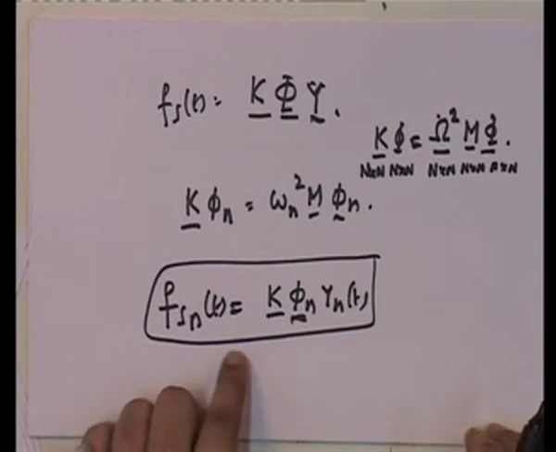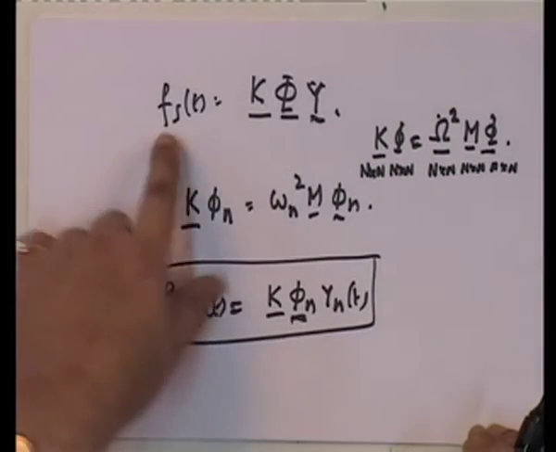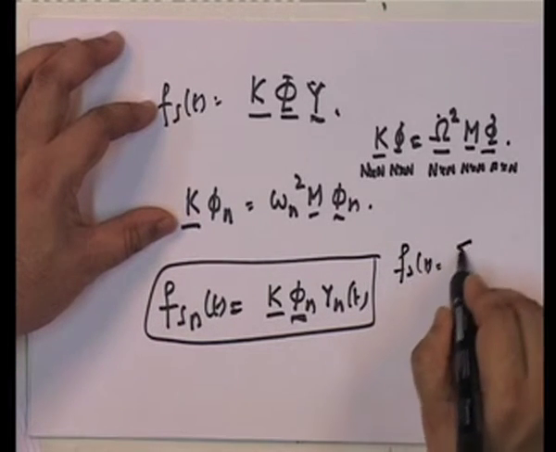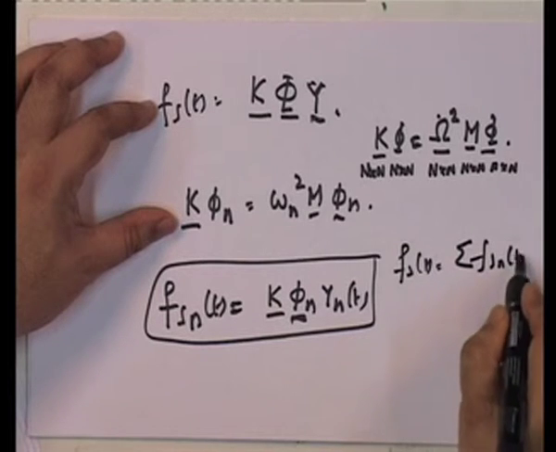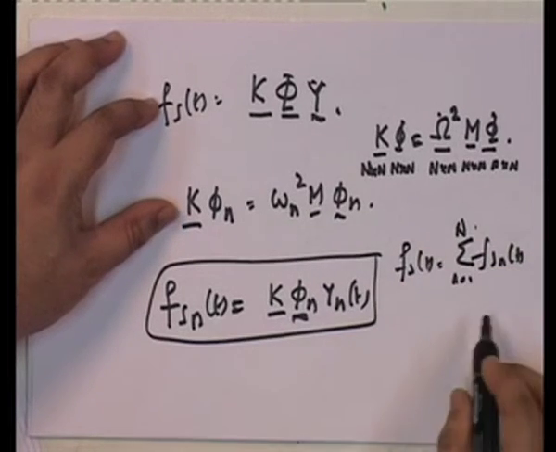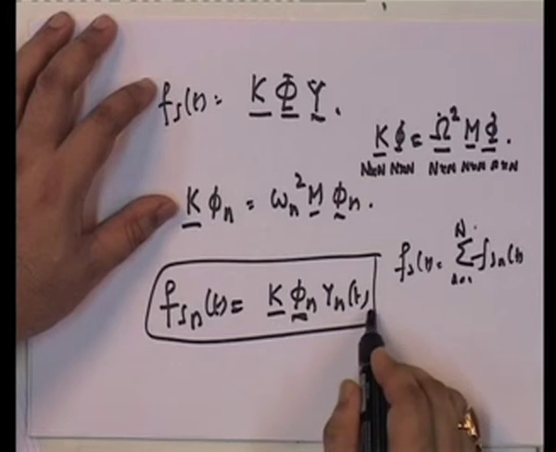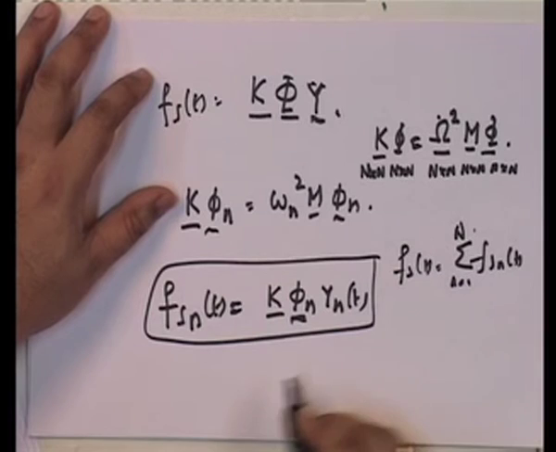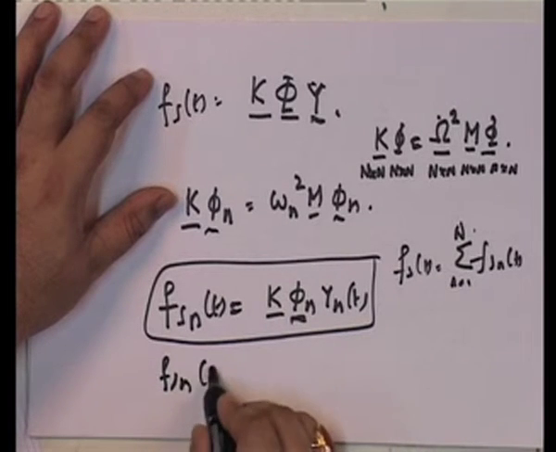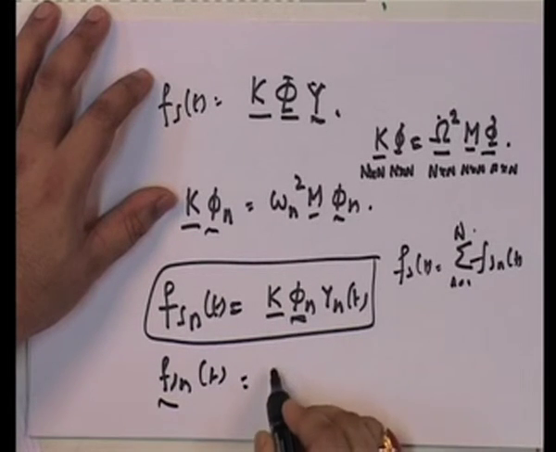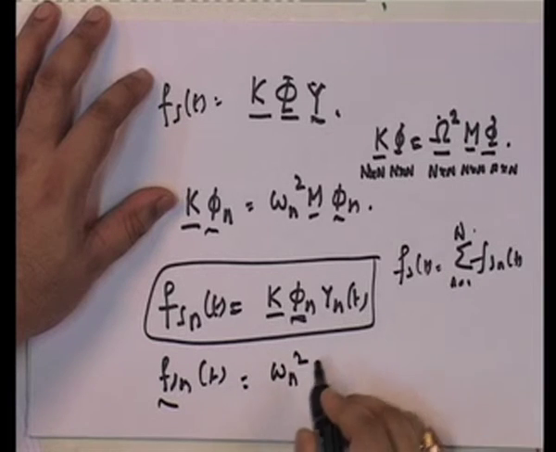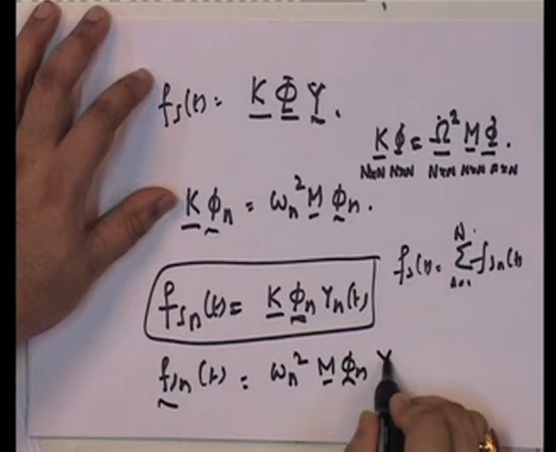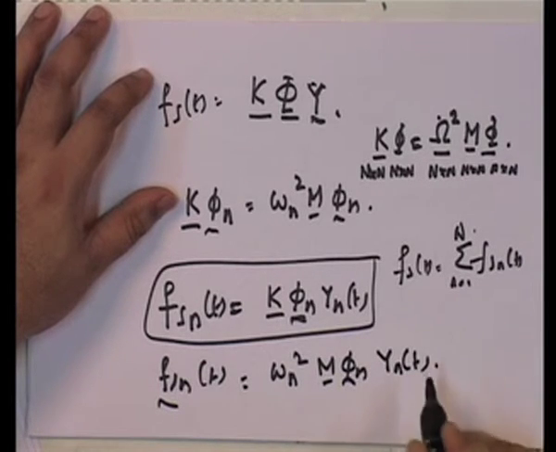Okay. So, if I were to rewrite in this fashion, f s of t is nothing but the summation of all modes going from 1 to n, and then f s n of t becomes this. And K phi n of t is omega n squared, so I can write it in this form: f s n of t is equal to omega n squared m phi n into y n of t.